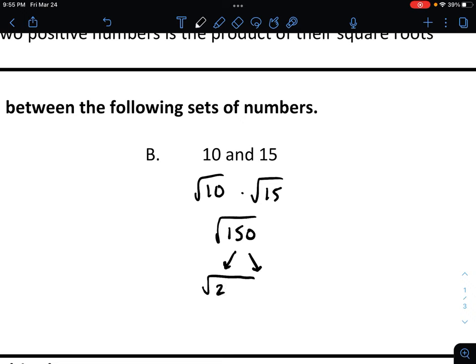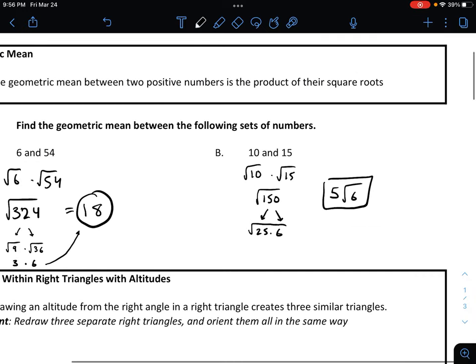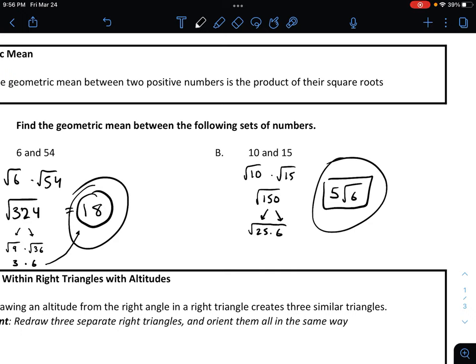So I'm going to break this down into 25 times 6. Well, I know the square root of 25 is 5, and I cannot take the square root of 6, so we are done. That's our simplified answer. So geometric means, sometimes it might be a nice number, sometimes it might have a radical in your final answer, but that's okay.